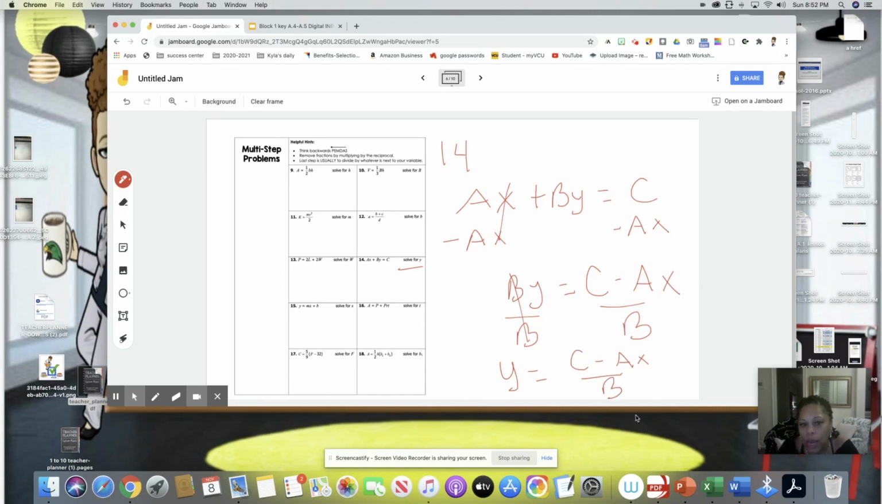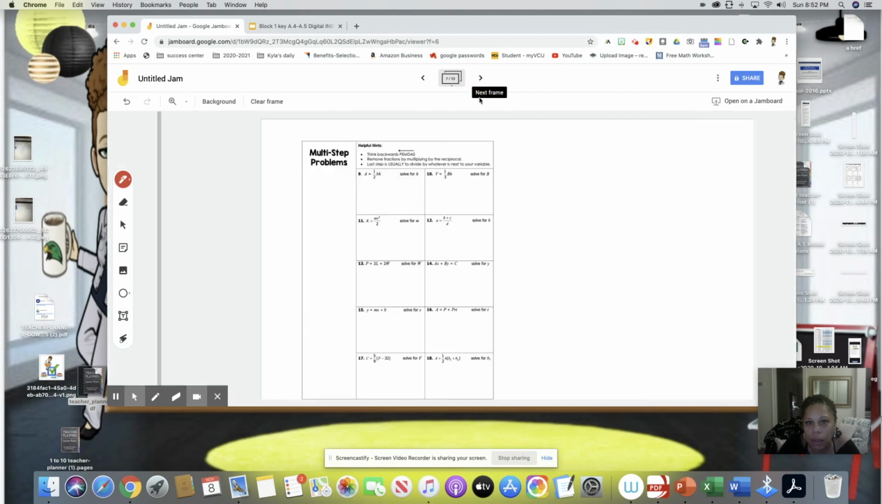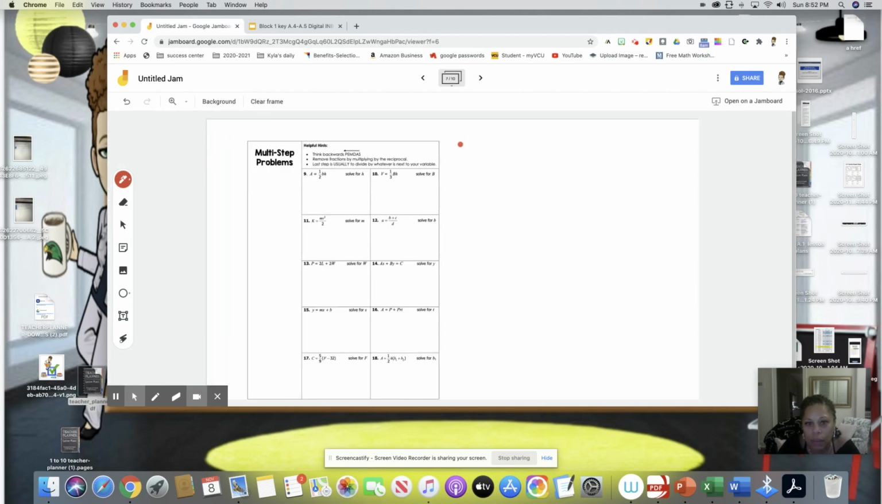And so we only have 4 more left. Let's see if we can knock these out. So we're on number 15. Looking at 15, we're solving for X. So we have Y equals MX plus B. And we're solving for what? X. So let's subtract the B, moving a little faster.